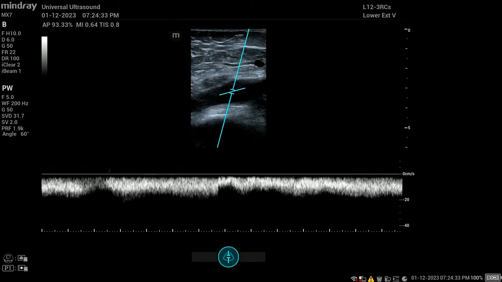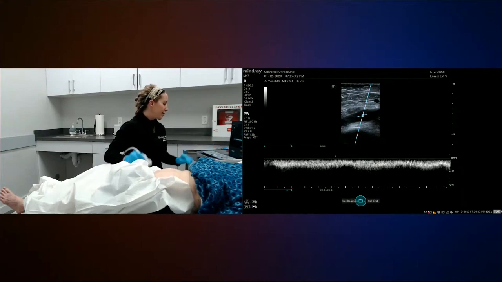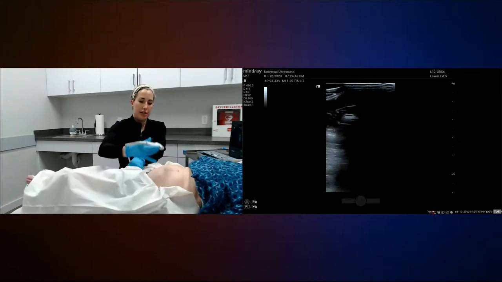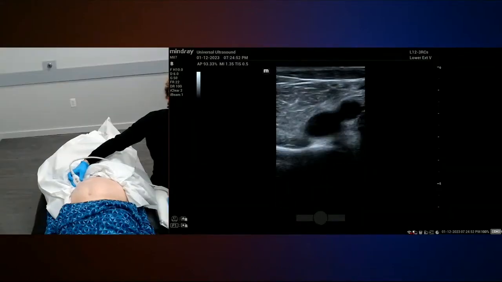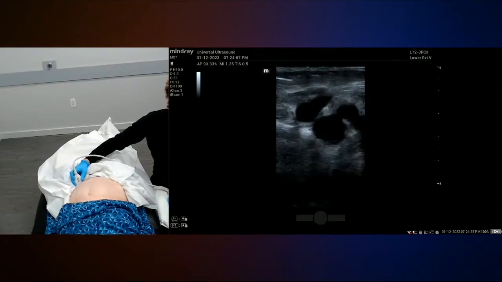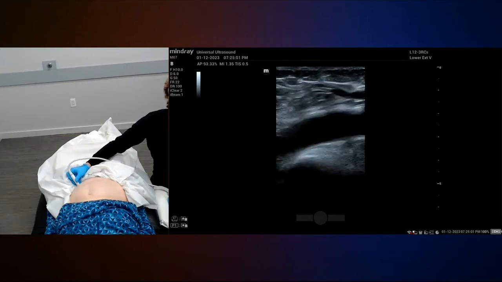So what we can do here as well is we can adjust our wall filter. Again, that brings the Doppler closer to the baseline and then decrease our gain. Okay, so now I'm going to compare it to the other side. Cold. Okay, again, I'm going to make sure that I'm at the proximal common femoral level. Turn the indicator towards the patient's head.